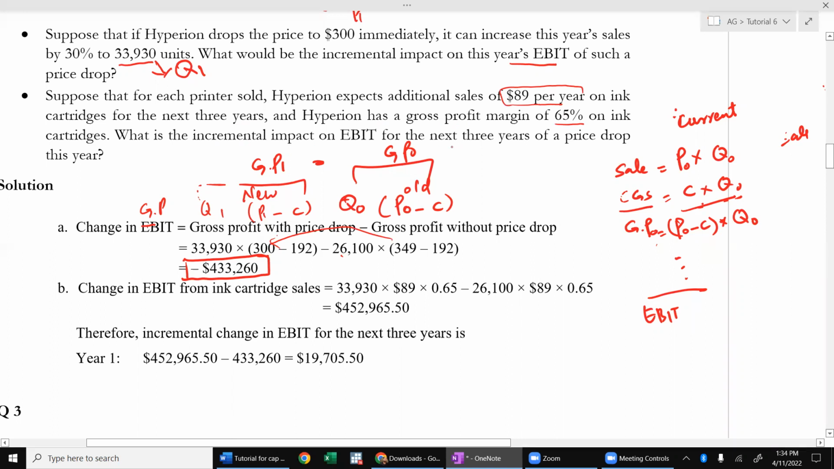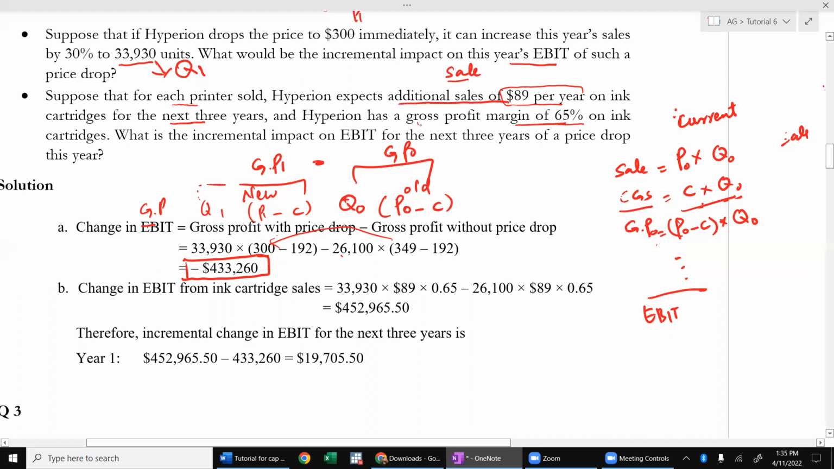Okay, so let's read this information again. When the company drops the price from 349 to 300, the company expects an additional sale. So this is not cost price, actually, this is sale. Okay, so this is sale already, no price or quantity, on ink cartridge for the next 3 years. And Hyperon has a gross profit margin of 65% on ink cartridge.